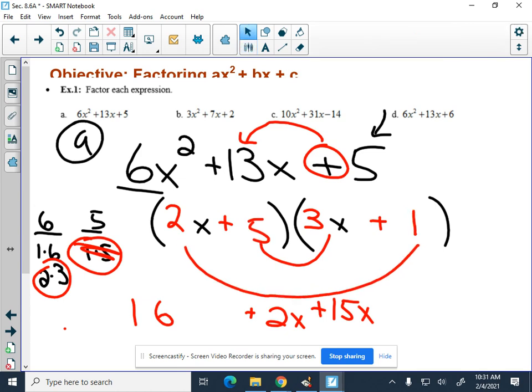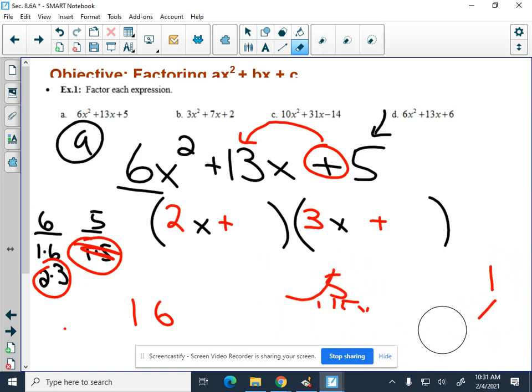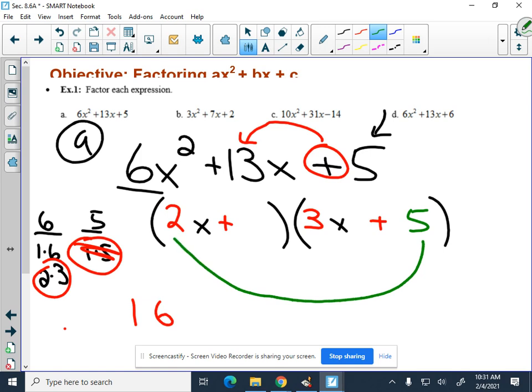If I switch these around, it might change things. And the reason it might change things, if I put the 5 here, now when I multiply, it's not 2 anymore, it's 10x. And then I put the 1 here and I multiply, I get 3x. And when I add them, what do I get? 13x. Okay, so that's the new trick that we have today.